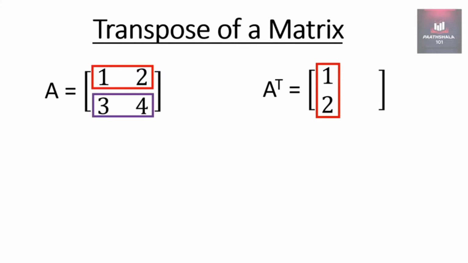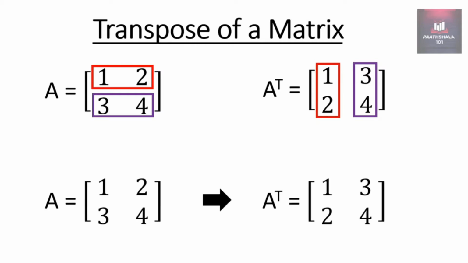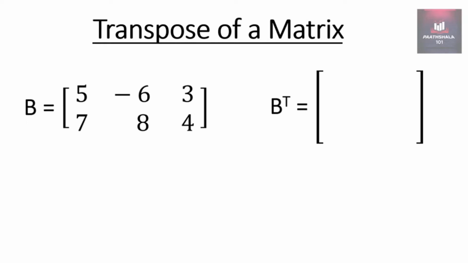We will select second row of A. That will become the second column of A raised to T. That is 3 and 4. So by basically interchanging rows and columns, we created a transpose of matrix A. Let's look at another example.